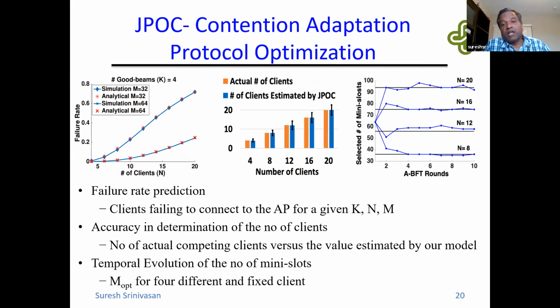Next, we ran the simulation with the millimeter wave LAN with n number of clients and k number of good beams, evaluated our analytical model against the simulated model, and plotted the failure rate and the number of mini slots estimation against the number of clients, and found that the analytical model was closely matching the simulated values, as shown in the figure.